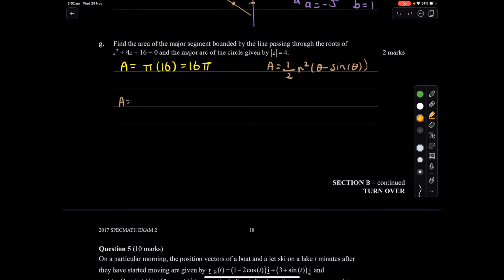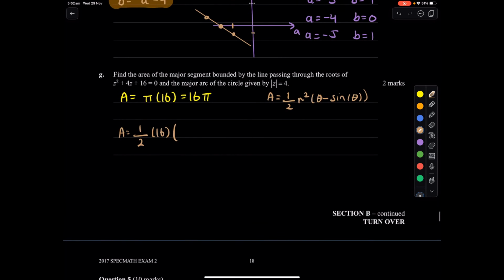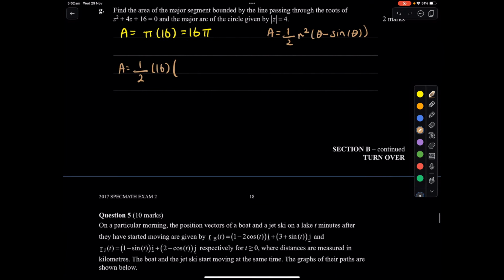So half, r is 4, so 4 squared is 16. Theta in this case, we said is 120, so it's 2 pi on 3, if I'm not mistaken. Yes, so we can write theta as 2 pi on 3, minus sine 2 pi on 3. And pretty much the overall 16 pi minus this whole area over here should give us our answer. So I'm just going to put them all together.